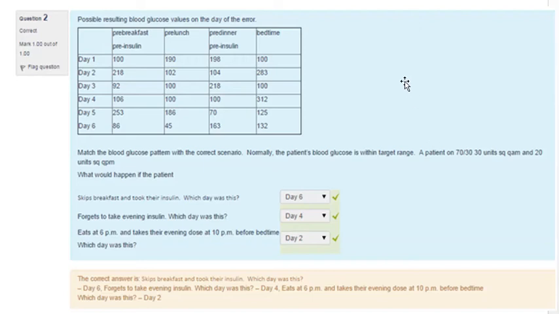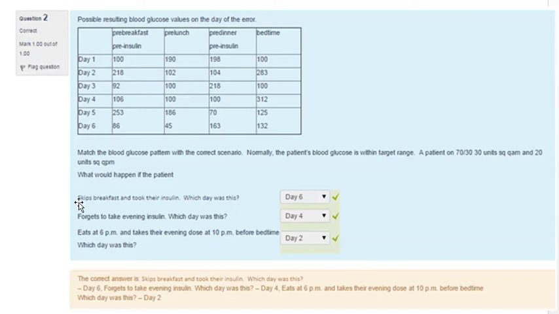Okay, so I recorded this video in hopes to help you understand how to answer this question. The purpose of this question is to have students understand how to interpret blood glucose patterns. This patient takes 70-30, 30 units before breakfast and 30 units before dinner. These blood glucose values are before breakfast values and/or before meal values and before insulin values. We have 6 days worth of readings, and normally the patient's blood glucose is within target range.